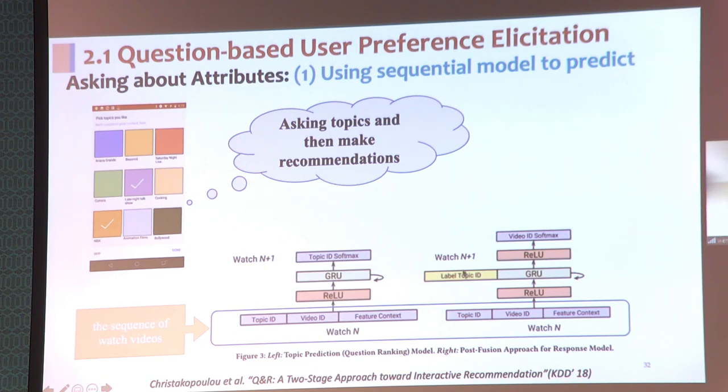The authors employ another LSTM. Again, input the topic ID, video ID, and the feature context triple sequence in. But this time, in the last step for prediction, it integrates the label topic ID. This is the predicted one. It is the output of the first LSTM. So then this integrates the predicted attribute for the item prediction. But the model is very simple, just two standard LSTMs.